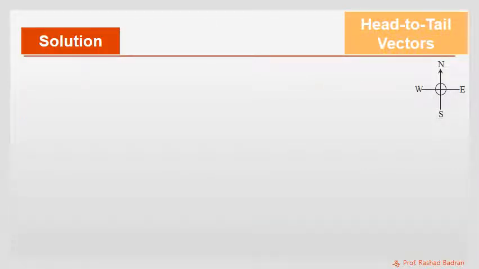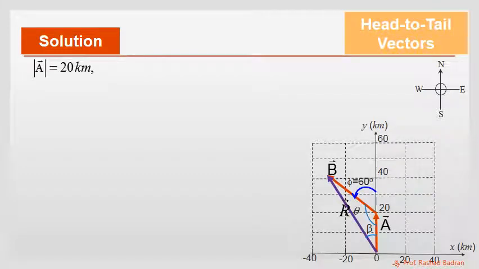Before we determine the magnitude and direction of the resultant, let us review the information given in this example. We have here the magnitude of the vector A, which represents one side of the triangle, and the other side of the triangle, which is 35 kilometers for the vector B. In addition to that, the angle of the vector B with respect to the positive y-axis is given as 60 degrees. And here we want to determine the third side of the triangle, R, which represents the magnitude of the resultant vector.